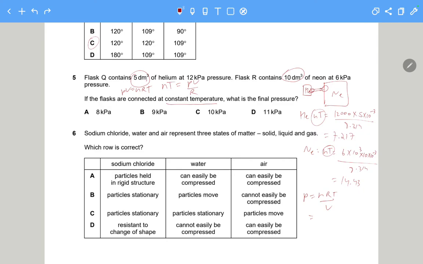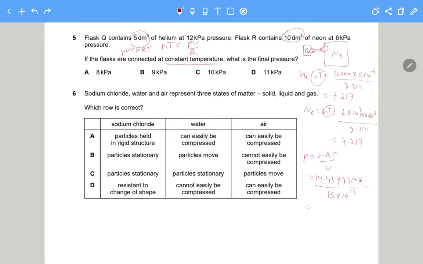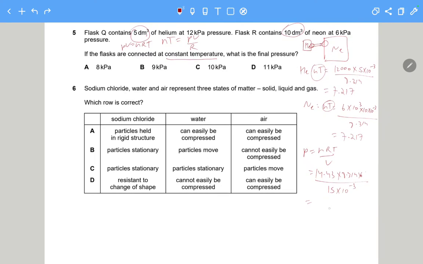right, I've made another mistake here, sorry, it's not 14.43 for neon, it's 7.217. So the total N times T is 14.43 because we add the two together. This times 8.314, we don't need T anymore because we've taken N times T directly, over V, the total volume, which is 15 dm cube converted to meter cube. Remember SI units. And that gives us a pressure of 8000 pascals, which is 8 kilopascals. And that is option A.